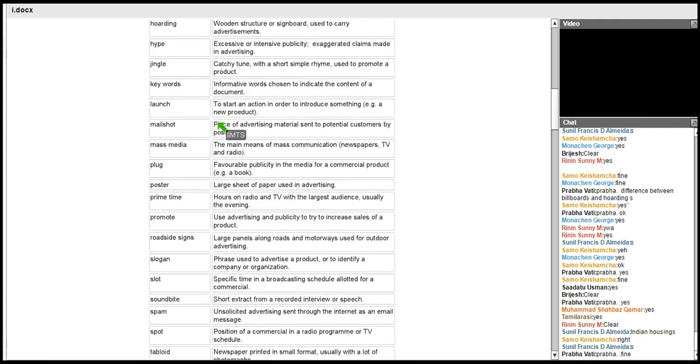Now, what is mass media? The main means of mass communication, that is newspaper, TV and radio. So the main means of mass communication is mass media. It could be a newspaper, a TV, or a radio. Fine. Plug: favorable publicity in the media for a commercial product like a book. Fine.